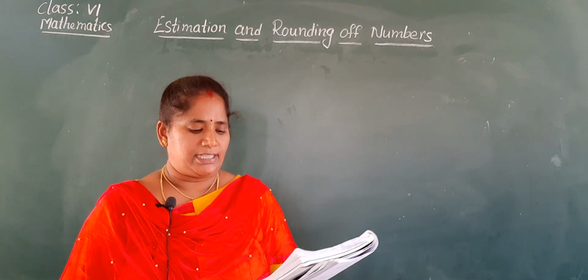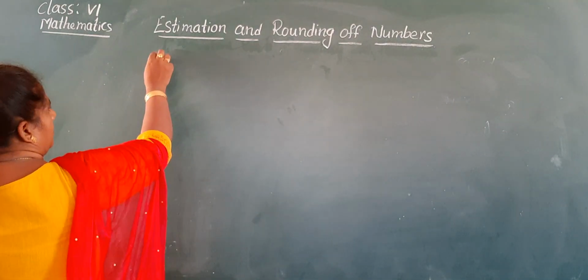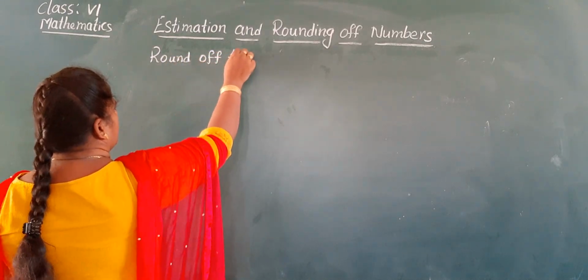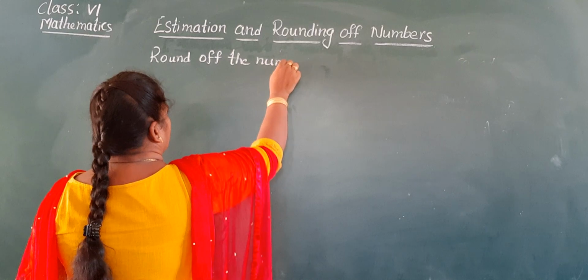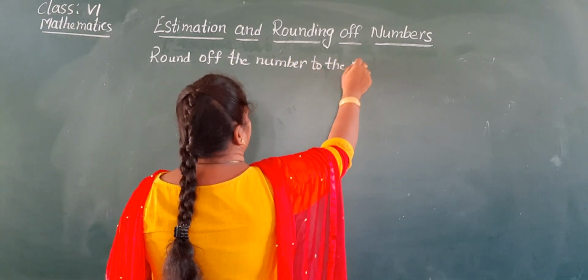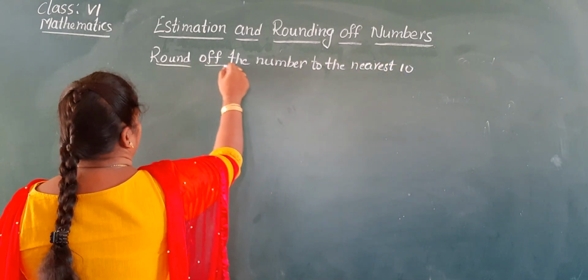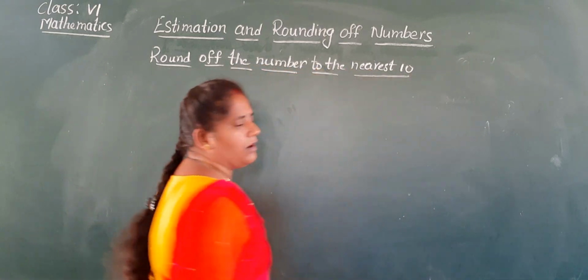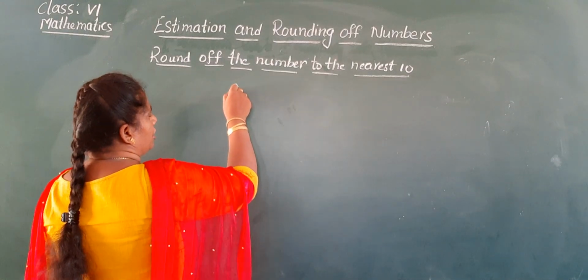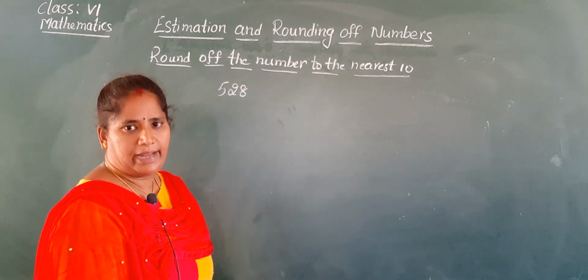First, to round off the number to the nearest 10. So first we round off the number to the nearest 10, next to 100, next to 1000. Okay. So how do we round off this number? Take one example, 528.